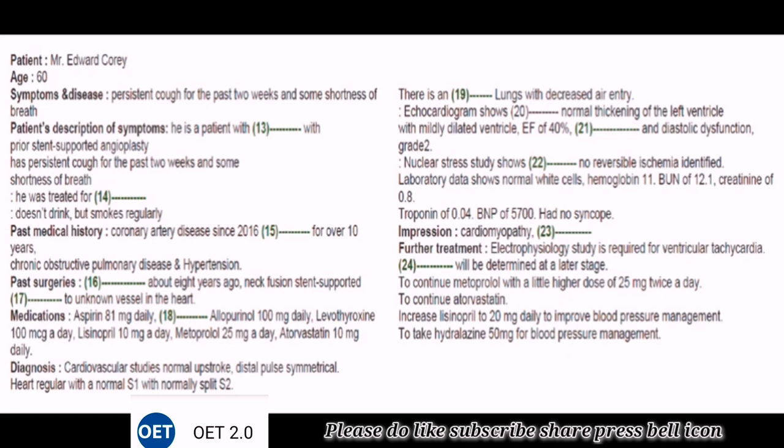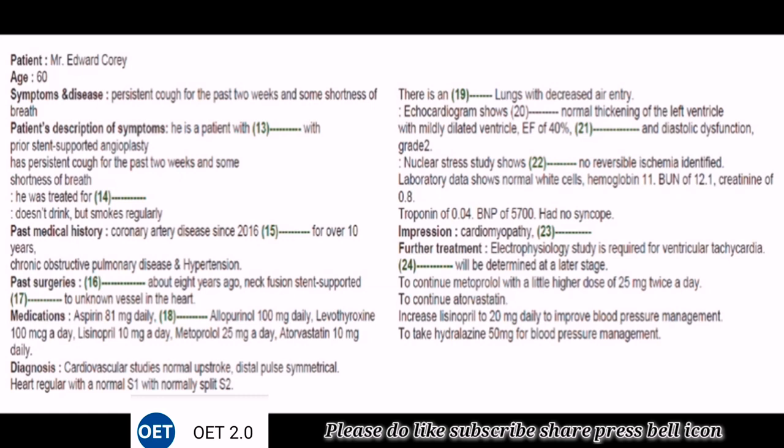Hello, doctor. Good afternoon. Good afternoon. May I know your problem? Well, doctor, I am a patient with coronary artery disease and peripheral vascular disease with prior stent-supported angioplasty. I'm having a persistent cough for the past 2 weeks and some shortness of breath. I was also treated for pneumonia. Do you feel any chest pain, pressure, or heaviness in chest? No, doctor. What's your age?